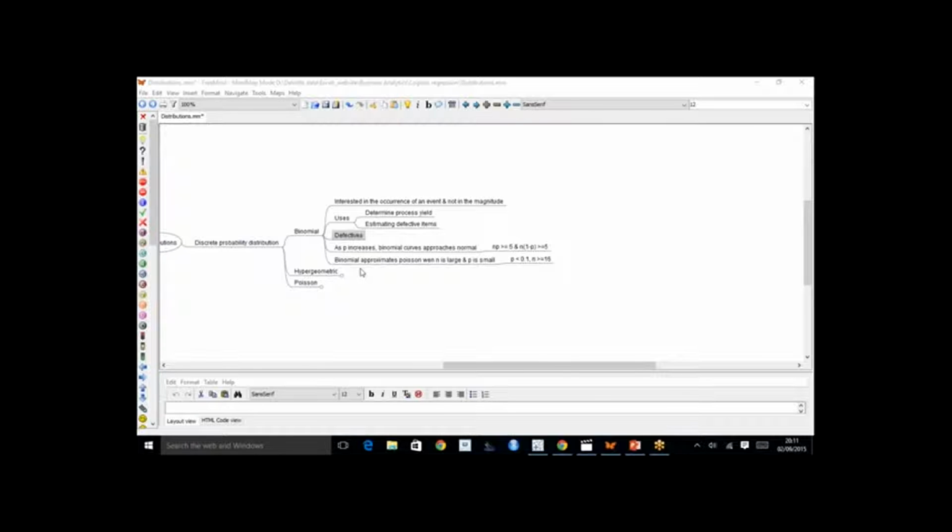And there is one more property of binomial distribution. If your binomial distribution were to approach Poisson distribution, then your n should be large and p should be small. How small should your p be, and how large should your n be? Right, so let me quickly correct this.